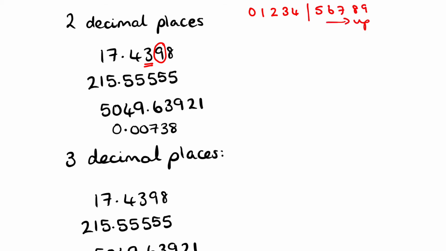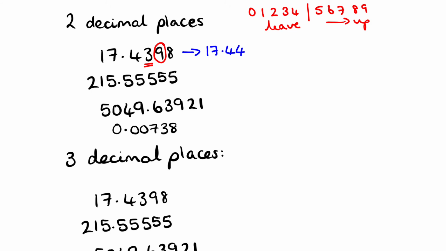I'm writing the same thing as I've written on several bits so far. So the 3 either stays as a 3 here, or it moves up to a 4. And the 9 tells us it has to move up to a 4. So when we round 17.4398 to 2 decimal places, we get 17.44. And we can just check that we've got 2 digits after the decimal point, which is what we need for 2 decimal places. Okay, right, looking at the next one.